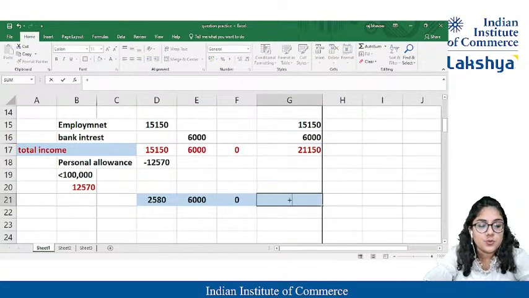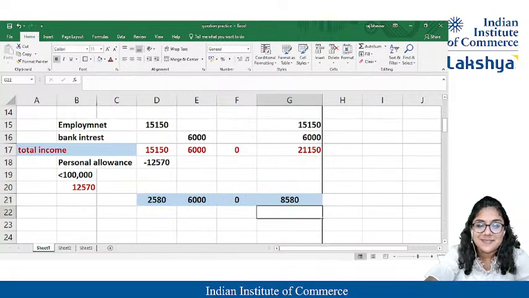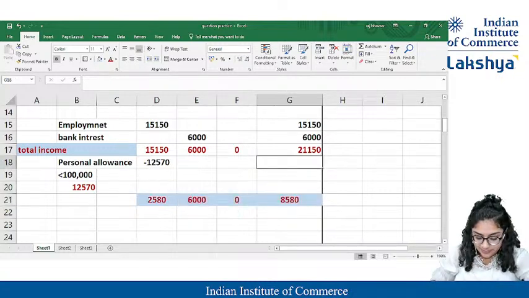Okay, I was not supposed to do this. I was supposed to add on both the things. So students, now this is my income. Now this is my income on which taxes I need to pay. On this I have to pay taxes.